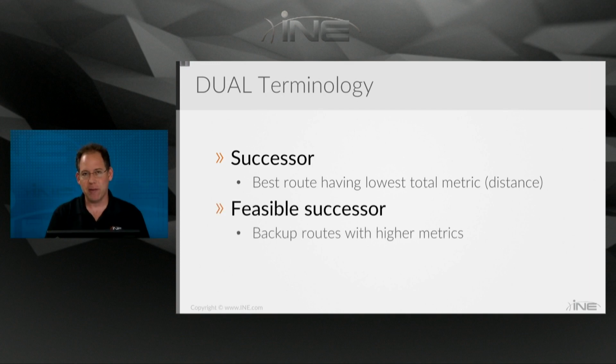successor for that route. So a feasible successor is, like it says, feasible. This guy could possibly be my successor if my successor goes away, or if my successor informs me that he can no longer get to that route. Then I could use my feasible successor. So two very important terms that you should know: successor and feasible successor.